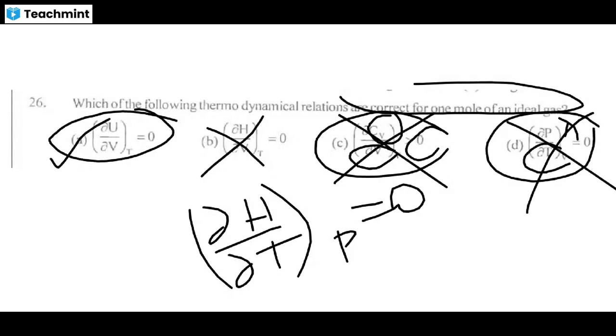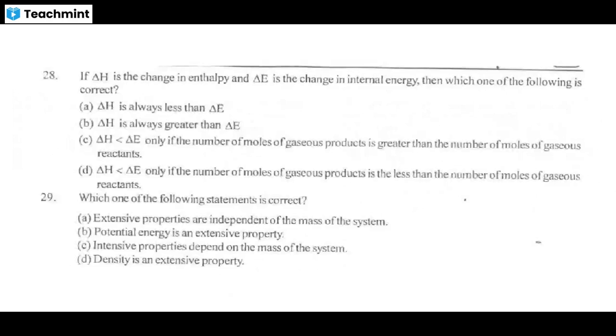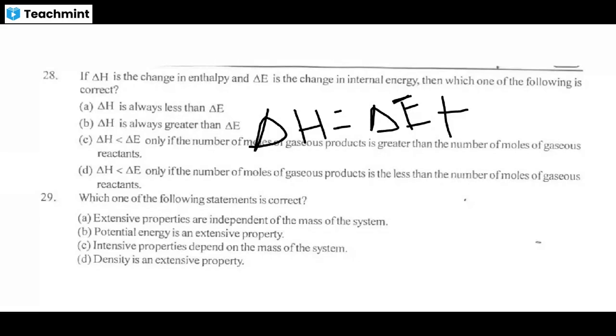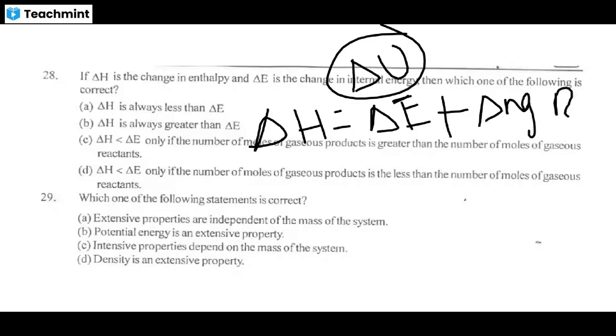So the correct answer is this. Delta H is the change in enthalpy, delta E is the change in internal energy. Then which of the following is correct? The formula is delta H equal to delta E plus delta ng RT. Here delta E is the internal energy. Sometimes they put delta U, so these two are the same. Delta ng is the moles of product minus the moles of reactant.